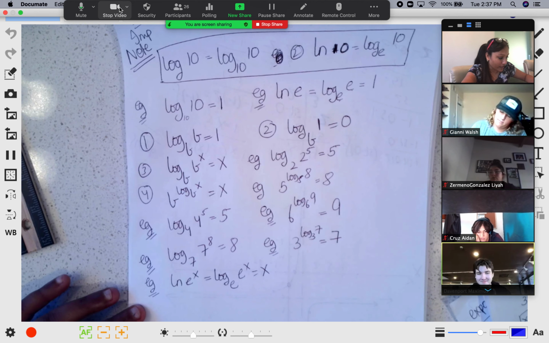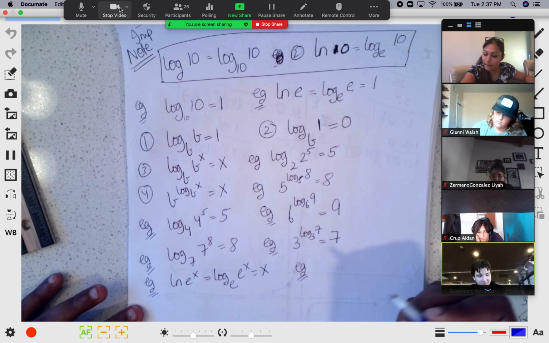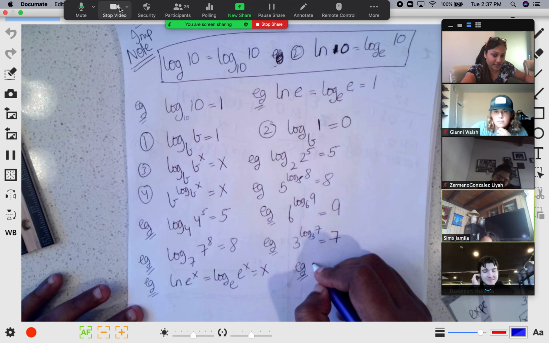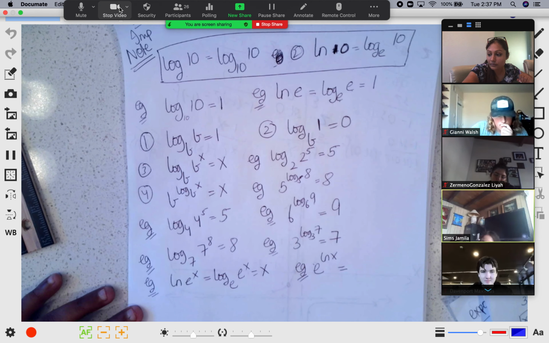Okay, let's do one more example. Jamila, if you have e to the power of ln x, it is equal to what? Sorry, can you say that again, or can I just see it written down?